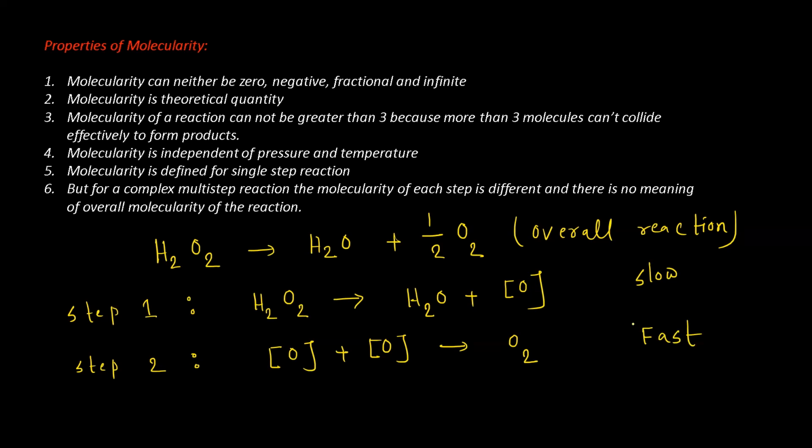For a chemical reaction which is completed in more than one step, the slowest step is the rate determining step. So from step 1, we can see one reactant molecule participated. So from step 1, the reaction appears to be unimolecular in nature.